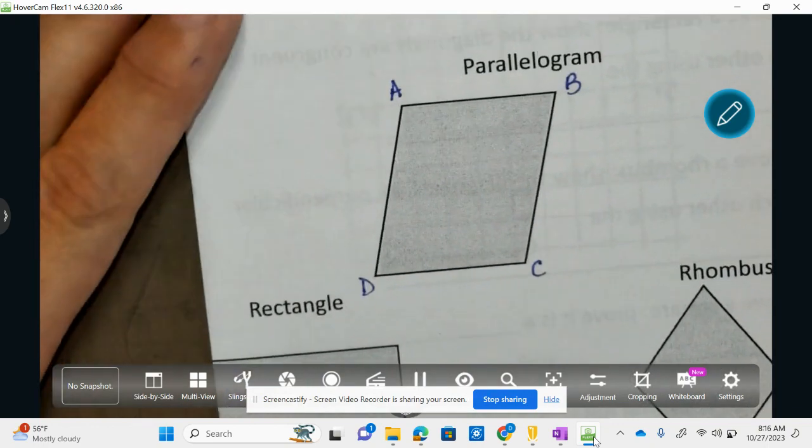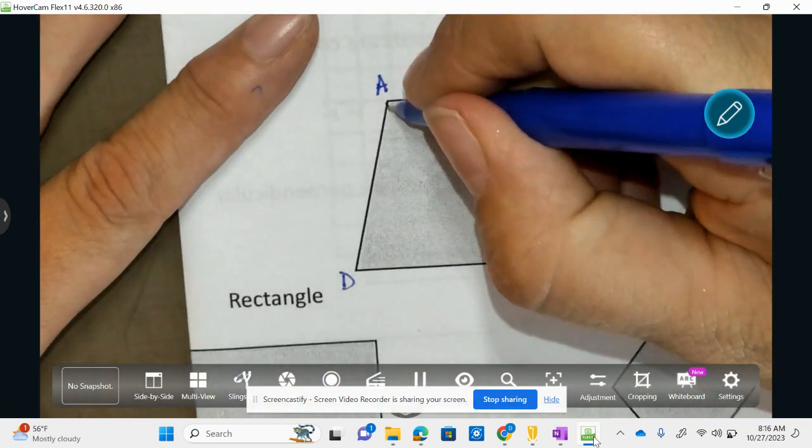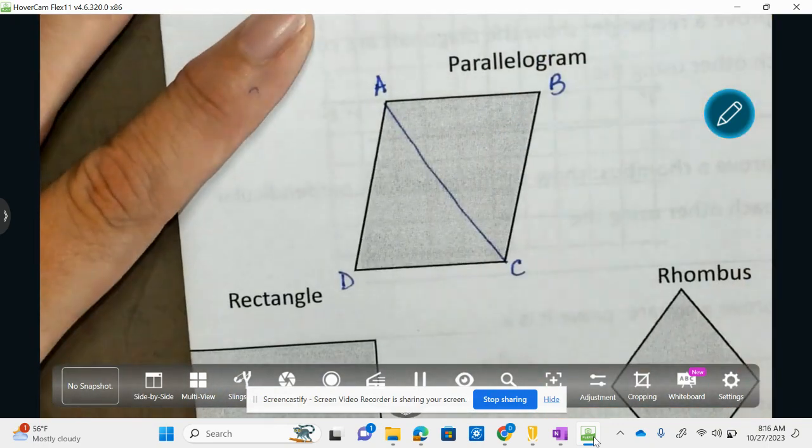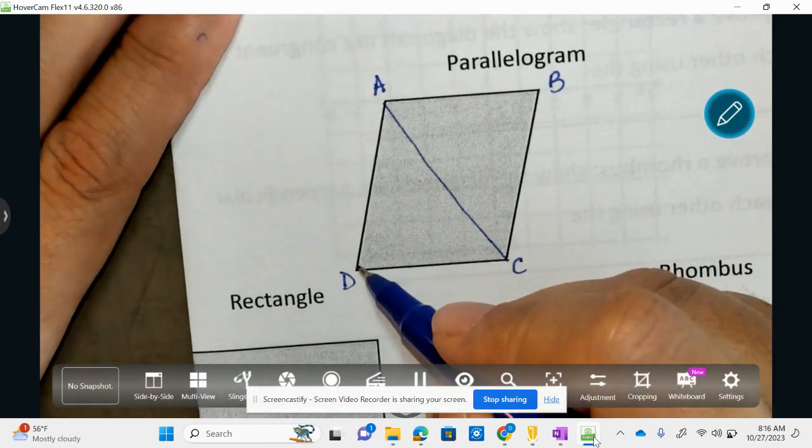So our first diagonal is diagonal AC. I'm going to draw that in. And then I'm going to draw in diagonal BD.